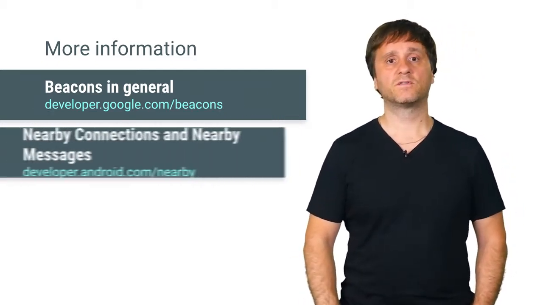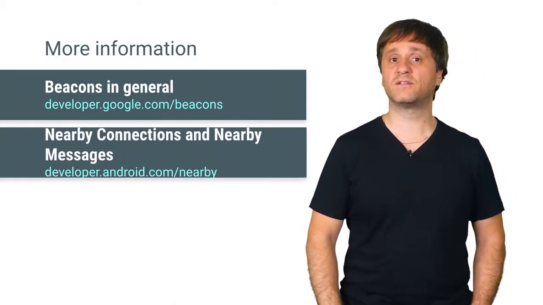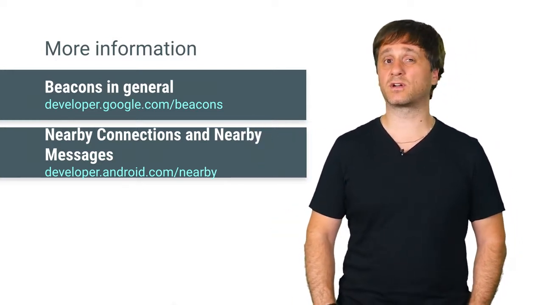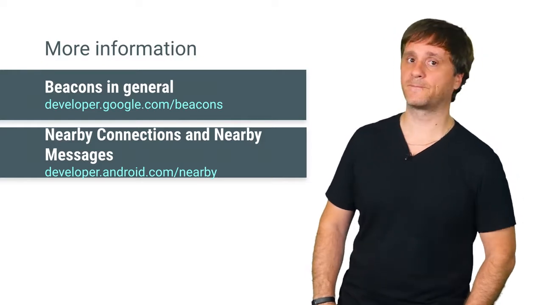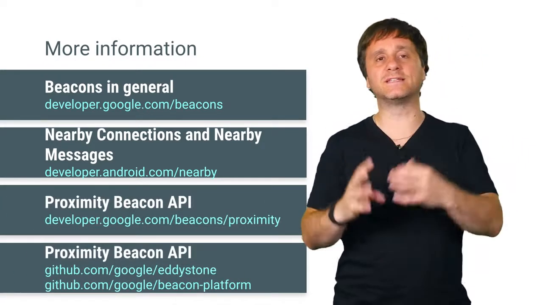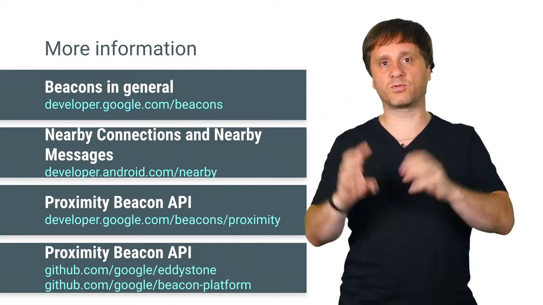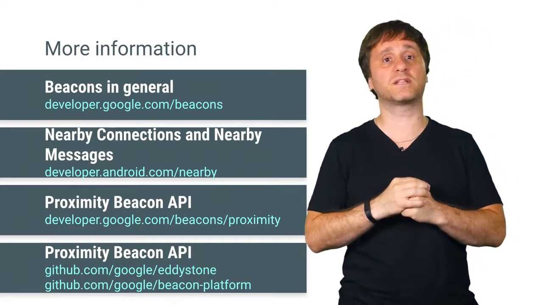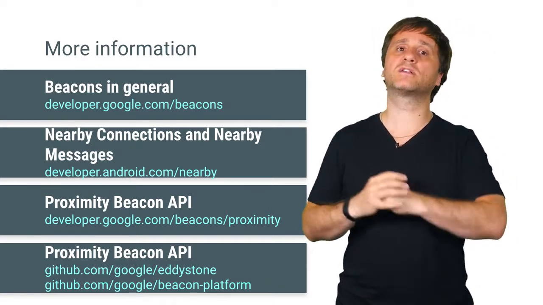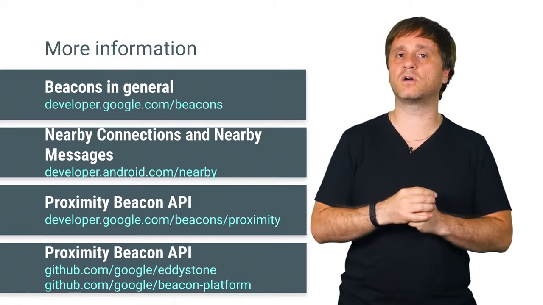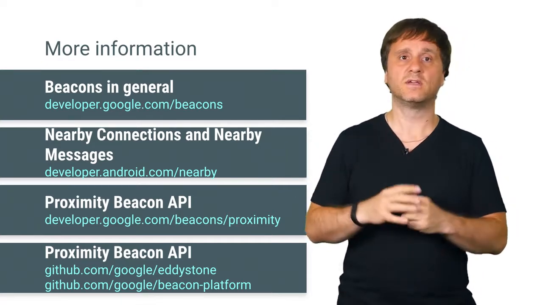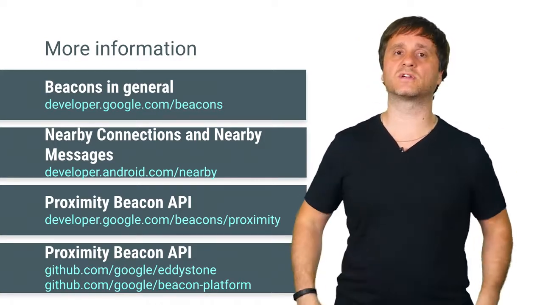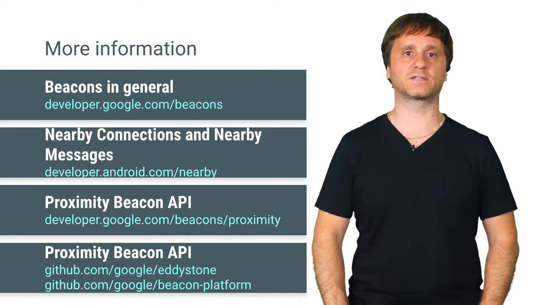For information on using beacons such as Eddystones in general, visit developers.google.com/beacons. For Nearby and the Nearby Messages API, visit developers.android.com/nearby and developers.android.com/nearby/messages. Now, for the registering data part of working with beacons, you'll use the Proximity Beacon API, and you can get more information at developers.google.com/beacons/proximity, as well as checking out our GitHub repository at github.com/google/Eddystone. We've got a bunch of sample apps there that have both iOS and Android versions for maximal choice, and will hopefully get you started doing a lot of cool things.